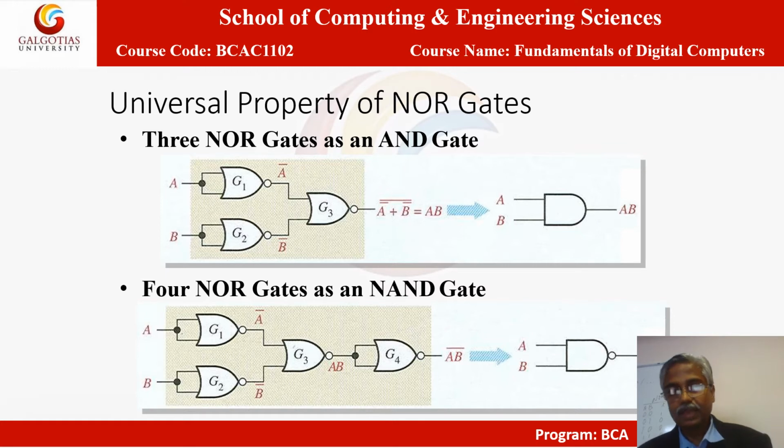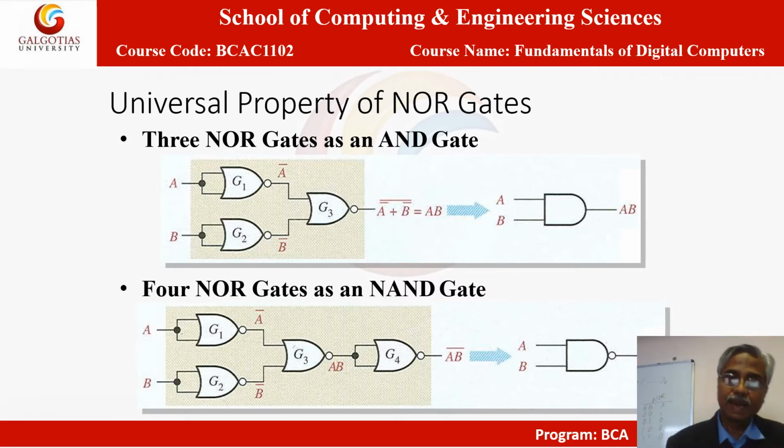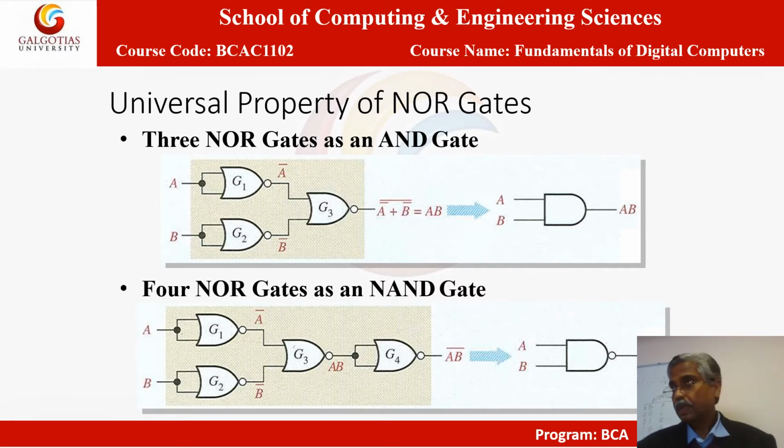In the current slide, you can see the third and fourth diagrams. The top diagram is working as an AND gate. Okay. And the second one is working as a NAND gate. So how it is working as an AND gate, let us see the first one. You can see at the left hand side of the first diagram, there are two inverter circuits, G1 and G2. And after that, a NOR gate has been used as G3.